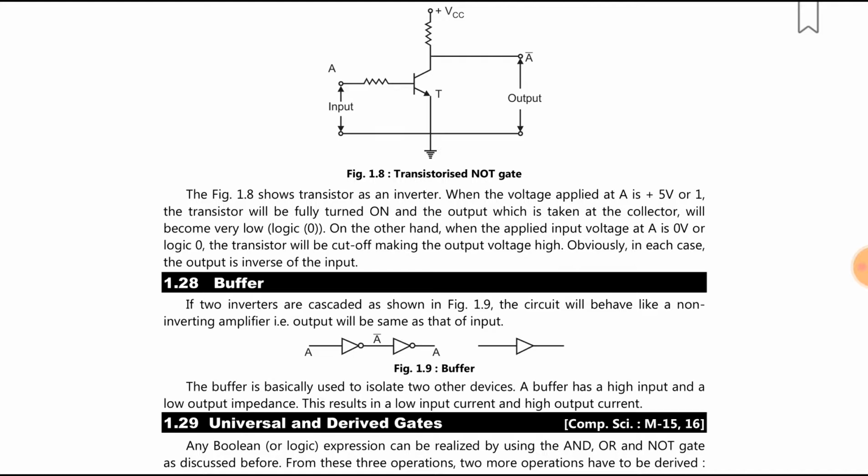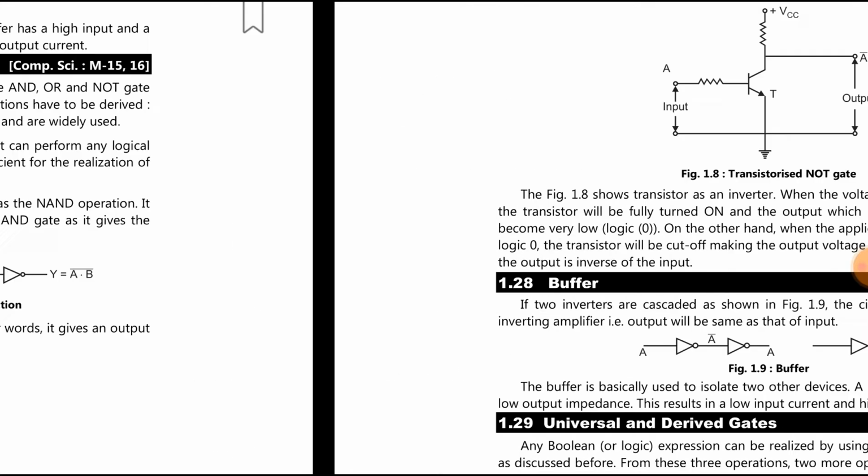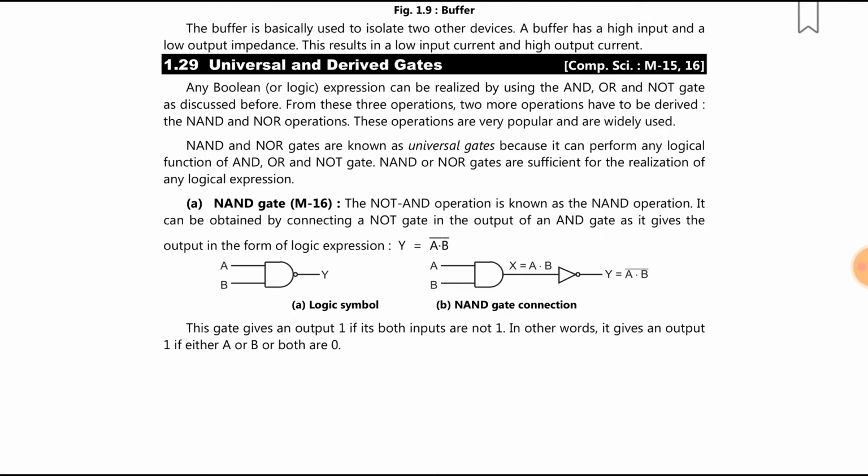Now what are universal and derived gates? Any Boolean expression can be realized by using the AND, OR and NOT gates as discussed before. From these three operations, two more operations have been derived. So the universal and derived gates are NAND and NOR. These operations are very popular and are widely used.